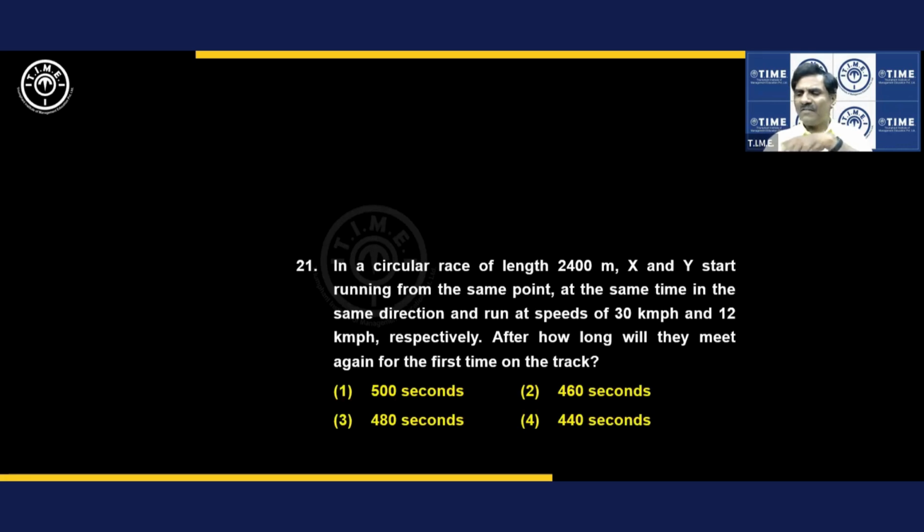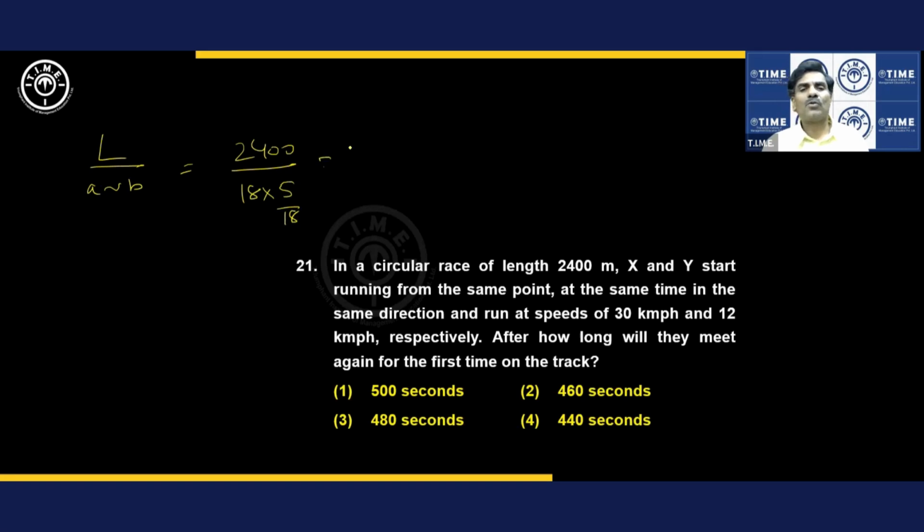So meeting for the first time anywhere on the track is given by LCM, length of the track by relative speed. Relative speed, as they are moving in the same direction, will be the difference of their speeds. Length of the track is 2400 meters. Their speeds are 30 and 12, so relative speed becomes 18, but that is in kilometers per hour. So multiply by 5 by 18.